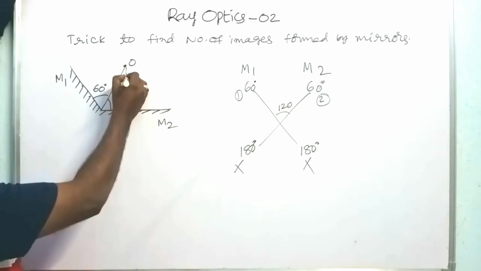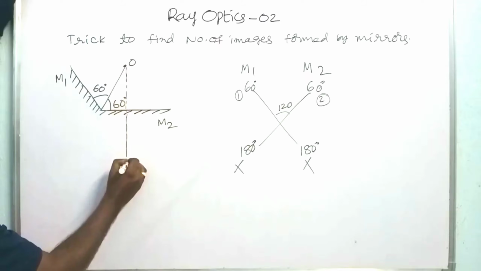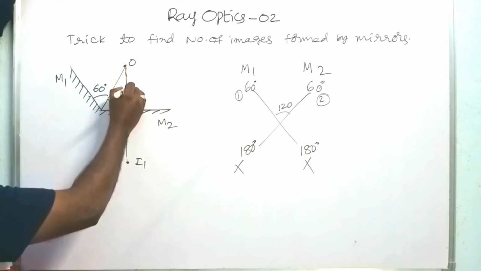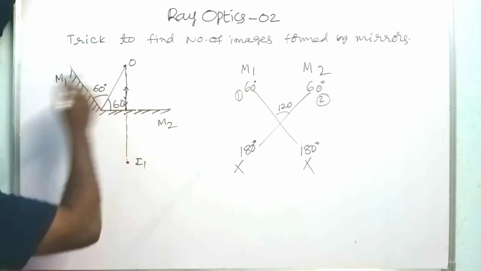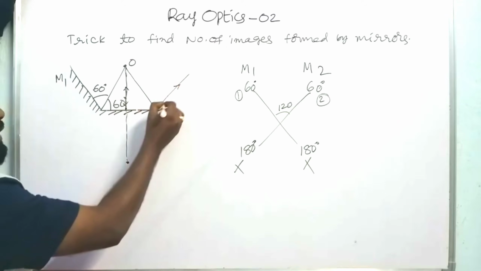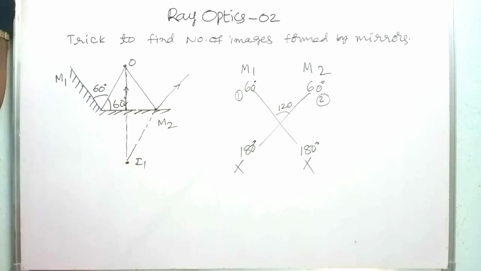So this is the distance. How much distance it has, that much distance behind the mirror the image I1 will be formed. At first the light ray will be incident at this point. This is the normal and it will come back. Again the light ray will be incident here and reflected, and this is the direction of the reflected ray. Here the image will be formed.